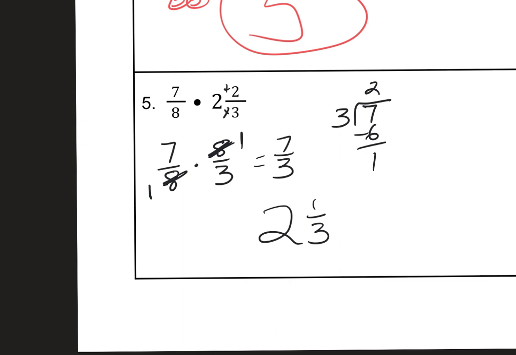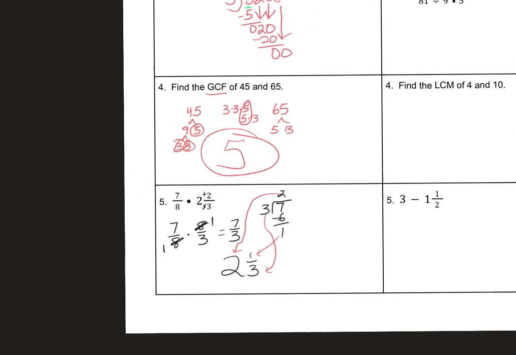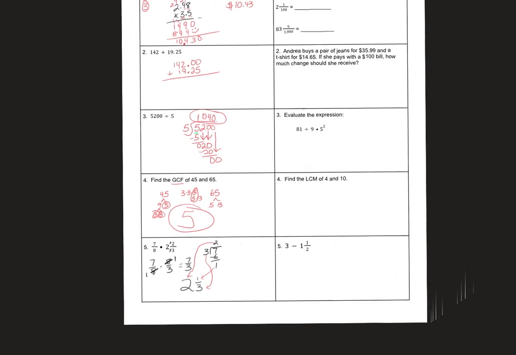I'm going to draw some arrows here to show you where everything comes from. The whole number 2 is the answer to the division problem. The remainder of 1 is the numerator, and the 3 we divided by is the denominator. And those, my folks, are your bell ringers for the day.